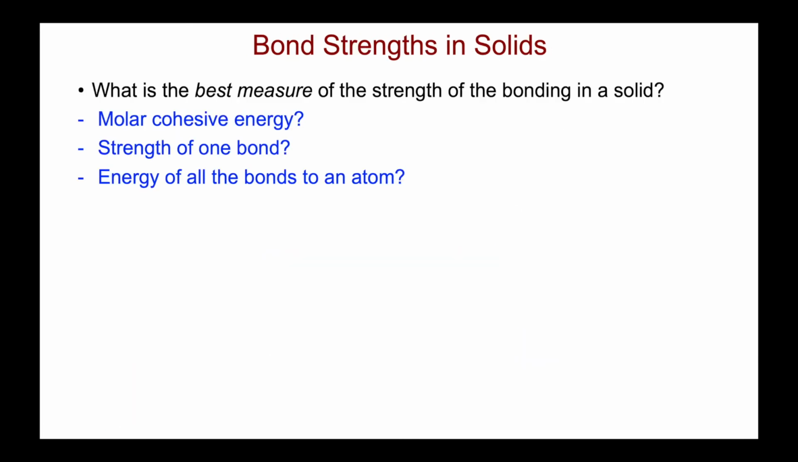What is the best quantitative measure of the strength of the bonding in a solid? We've mentioned a few. Is it the molar cohesive energy? Is it the strength of one bond? Is it the cumulative energy of all of the bonds that are formed to a given atom? What is the best measure that we should use?